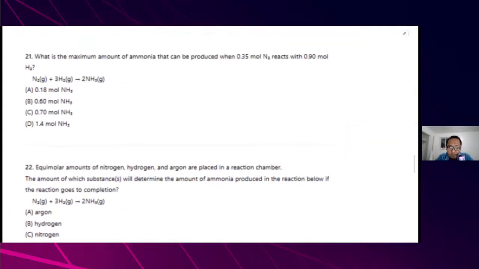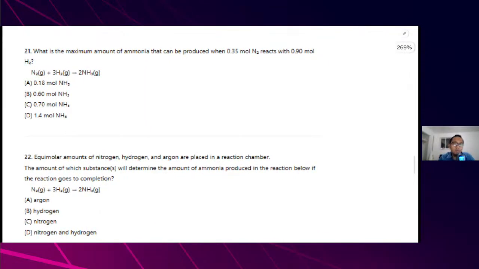Okay, now move on to another question, number 21. What is the maximum amount of ammonia that can be produced when 0.35 mol N2 reacts with 0.90 mol H2? Okay, let's rewrite the balanced equation.